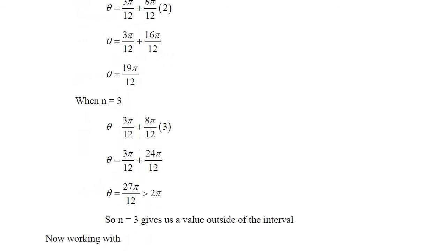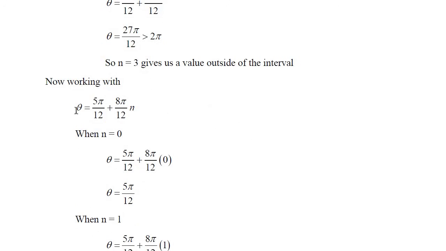When I plug in n equal to 3, this gives me 3 pi over 12 plus 8 pi over 12 times 3, which gives me 3 pi over 12 plus 24 pi over 12. And when I add those together, that ends up giving me 27 pi over 12. And 27 divided by 12 is a number that is larger than 2, so this one is not going to be a solution inside of our interval. So we basically found 3 solutions from that first base solution.